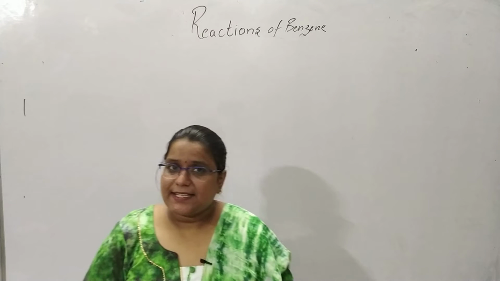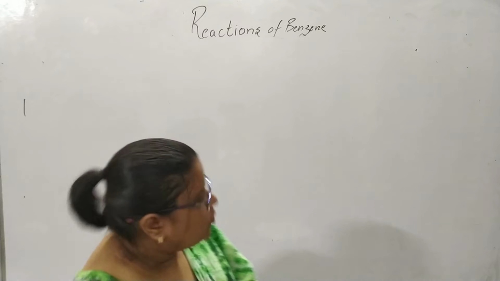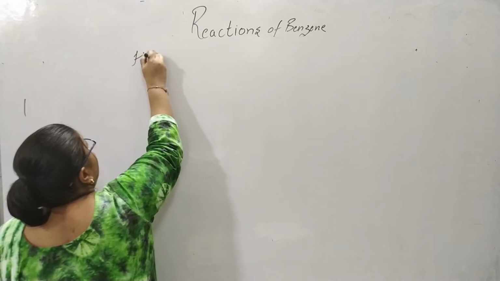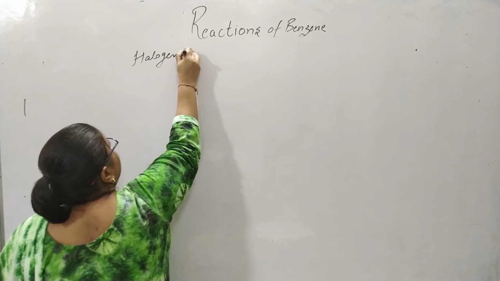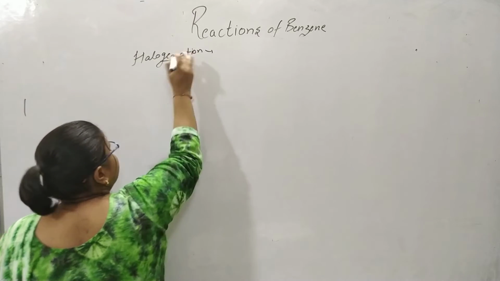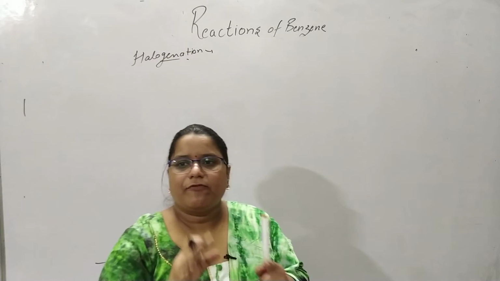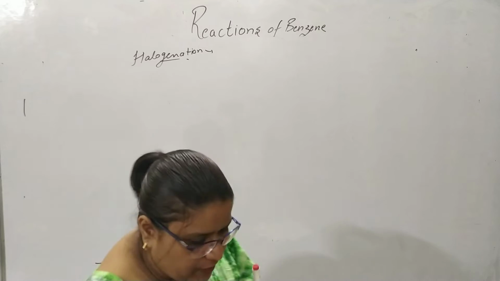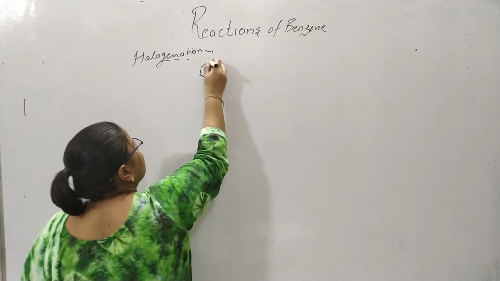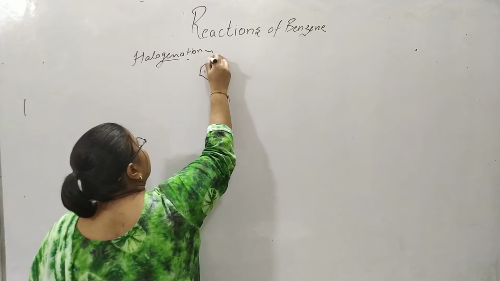Now we will discuss the next reaction, that is halogenation. First we will write the topic, that is the halogenation reaction, which is an electrophilic substitution. First we will write the concluded form of the reaction. The concluded form means the overall reaction, that is like that.